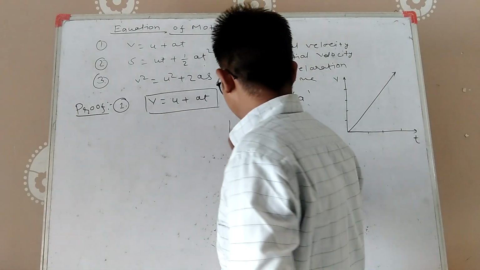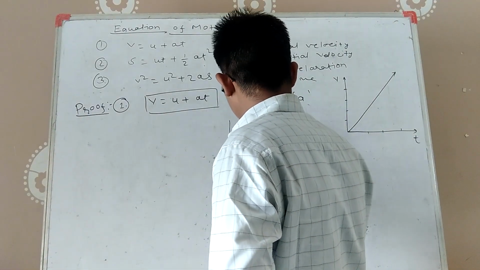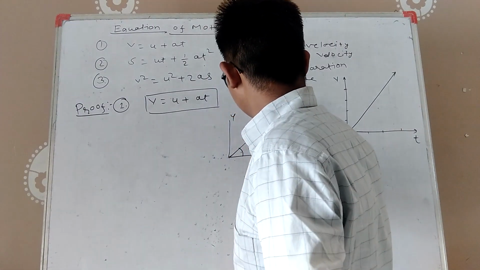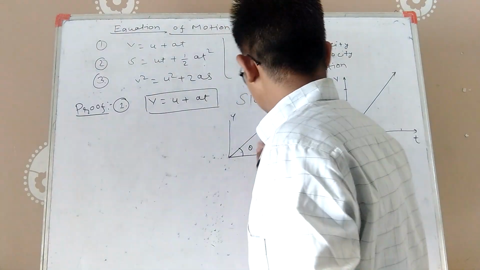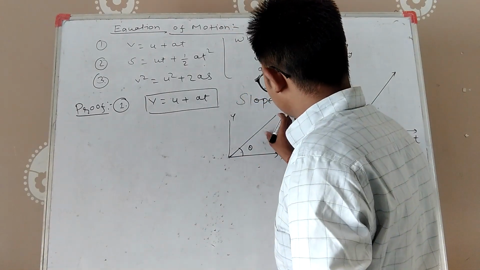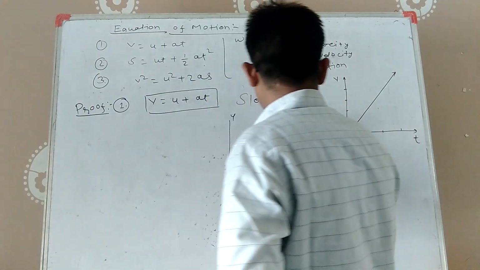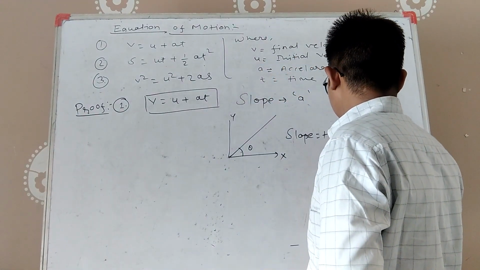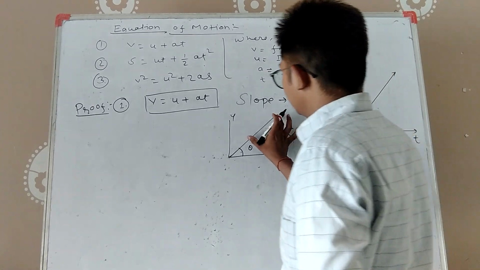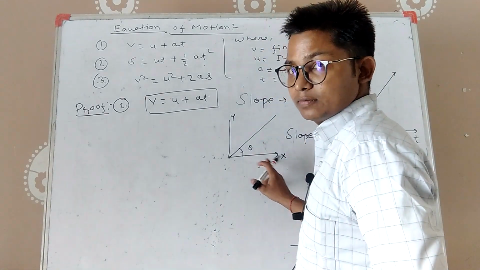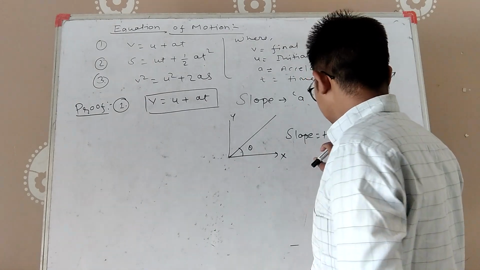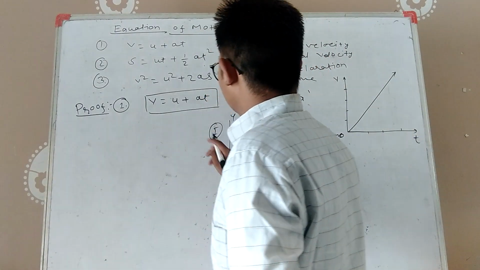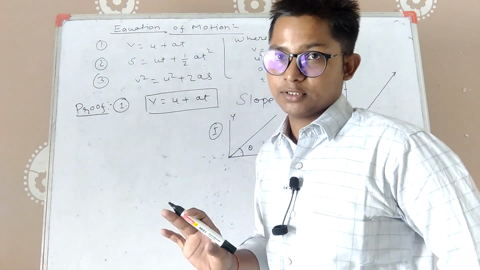And what is slope? If you see, this is the x axis and this is the y axis. Slope is the tangent of this line with the x axis. That means the slope of this line is tan theta, the tangent of the angle of this line with the x axis. If you find theta, we take the tangent to find the slope. This is the first way of finding the slope.